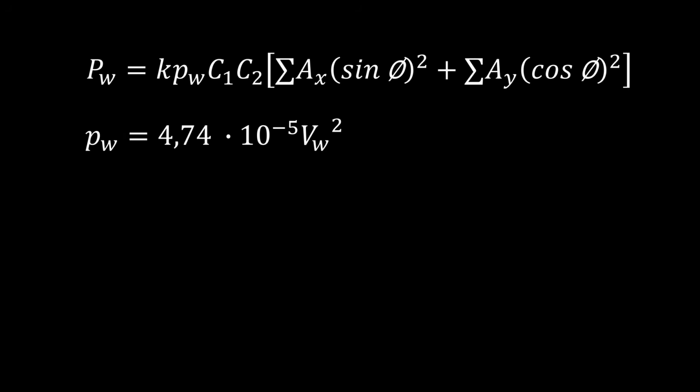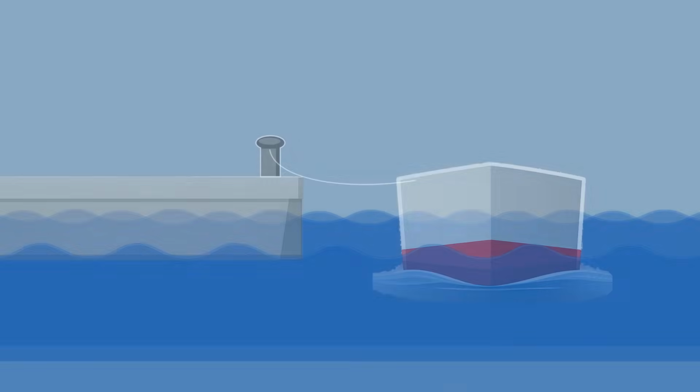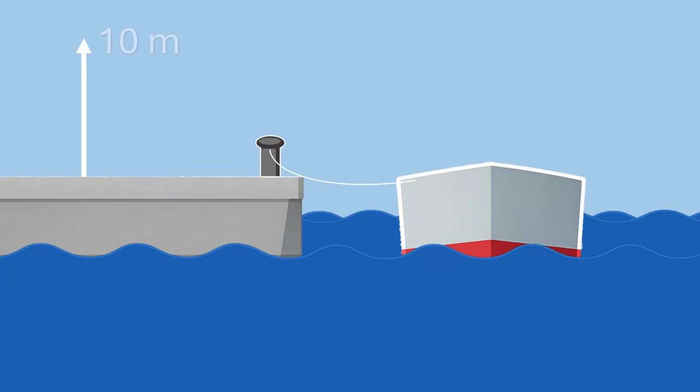This squared relationship is extremely important. If the wind speed doubles, the resulting force does not double. Instead, it increases by a factor of 4. This is why extreme wind events, even if they occur infrequently, often control the design of mooring systems and port structures. In port engineering, wind speed is defined as a 1-minute average measured at 10 meters above the water surface.